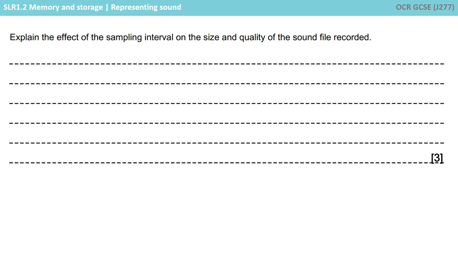Right, 3 marks. Explain the effect of the sampling interval. Let me use my highlighter. There's my command word: explain. Don't forget, make your point and then because.